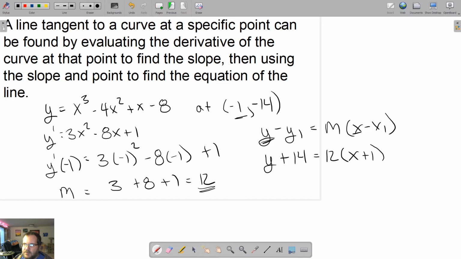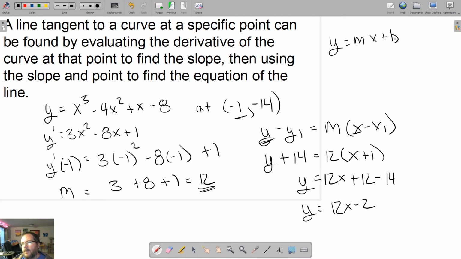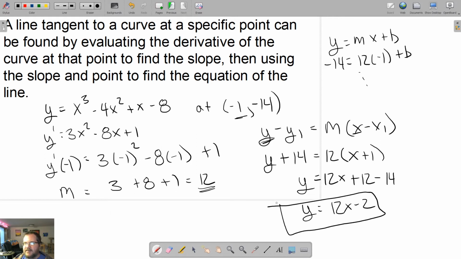From here, if I distribute to both things inside, the right-hand side turns into 12x plus 12. If I subtract 14 from both sides, that leaves me just y on the left. And now I've got y is equal to 12x minus 2. I think this is significantly easier than if you go all the way back and do y equals mx plus b and substitute in negative 14, 12 times negative 1 plus b, and so on. I just think this is so much easier. But again, like I said, this is the last time I'm going to be making a case for it.